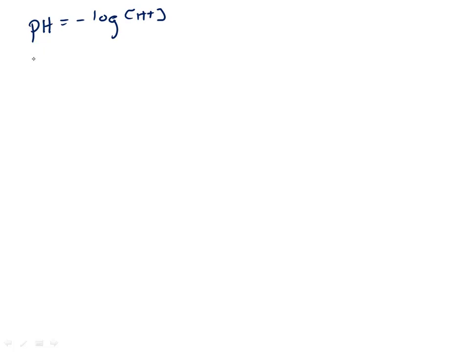We could also write it in terms of pOH. pOH is the negative log of the hydroxide ion concentration. And then we talked about where these came from.